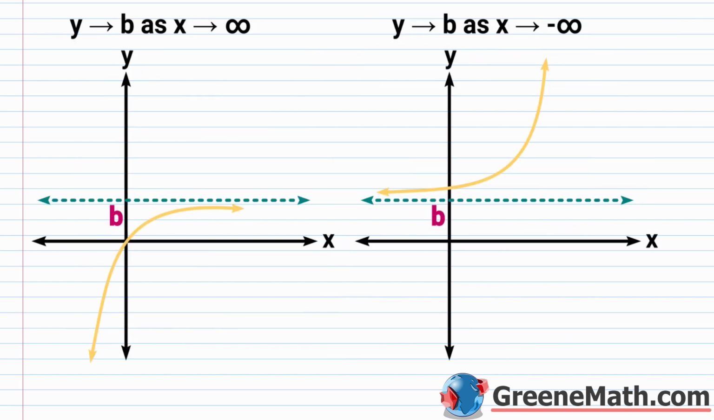All right, so just to get a little visualization of what this could look like. So this is y approaches b as x approaches positive infinity. So again, as the x values increase without bound, so as we approach positive infinity, the y values are approaching a value of b.